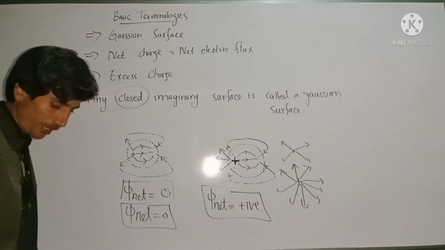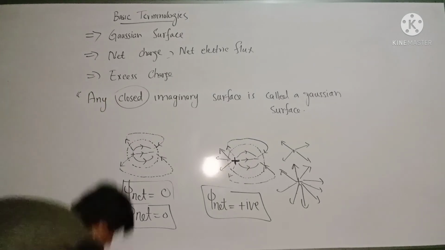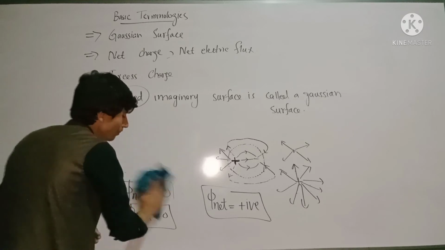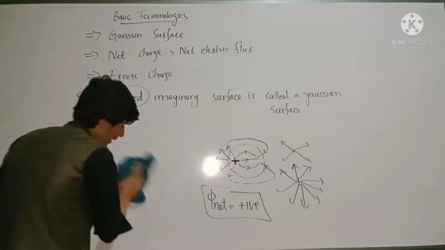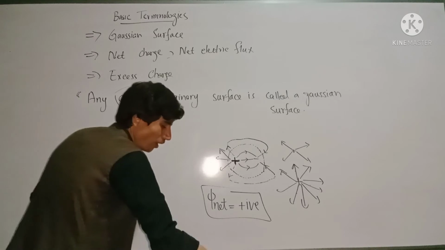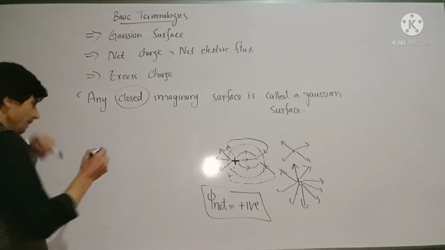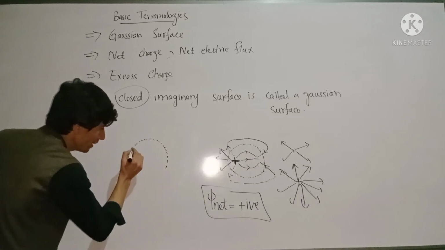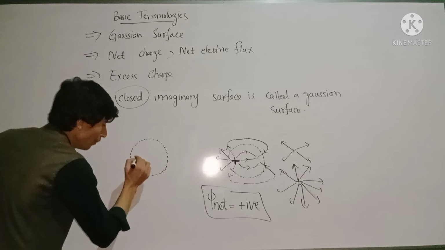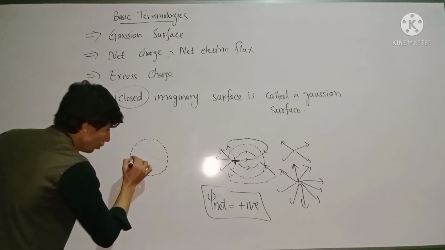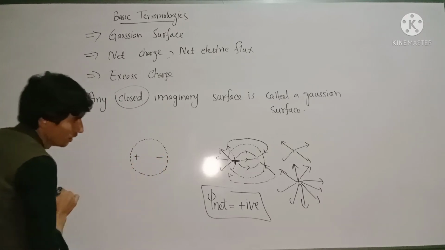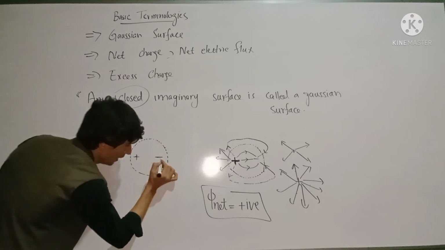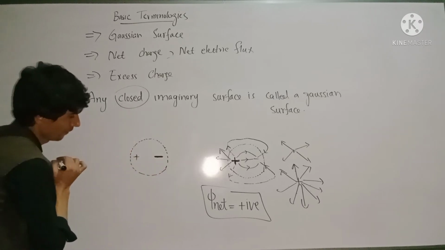Okay, now consider another case where the magnitude of the negative charge is doubled. So what will happen? What will be the magnitude of the net electric flux? Again consider a Gaussian surface enclosing positive and negative charges, but this time the magnitude of the negative charge is greater than we have used before, like this.